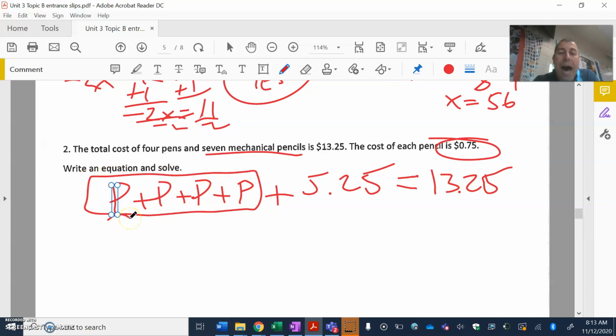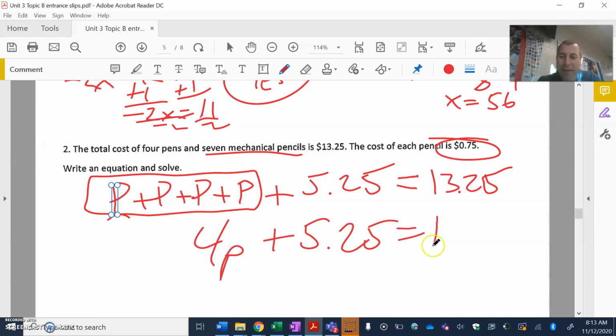Now let's combine our like terms. When you combine, you should get 4p, because I've got four of them and I don't know how much each of them costs. And there's my official equation to get myself started. That's what we're really after right here, and then the solving of the equation.